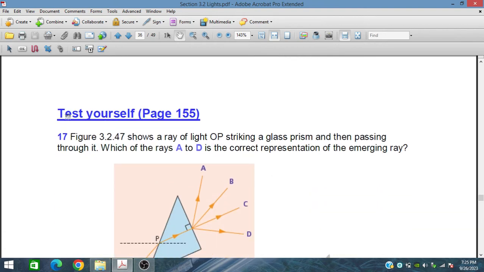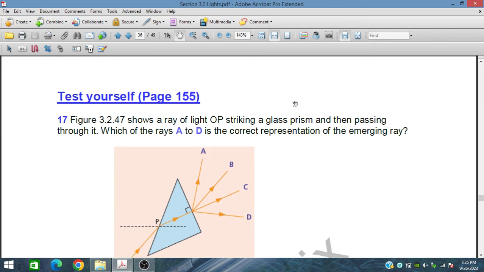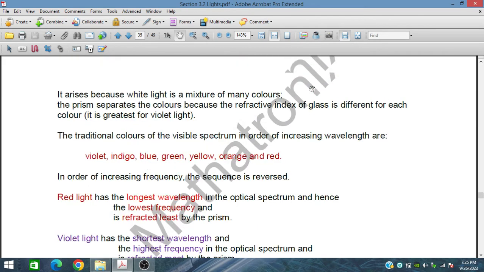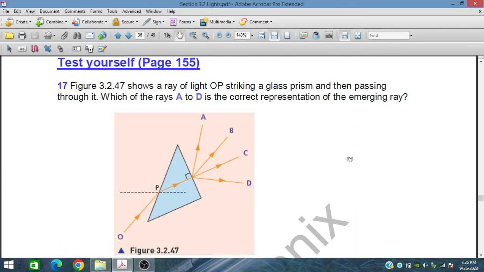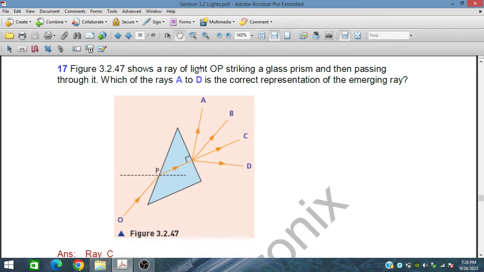Now we have some Test Yourself questions from page 155 of the book we are discussing, Hodder Education. In the figure, a ray of light OP is striking a glass prism and then passing through it. Which of the rays A to D is the correct representation of the emerging ray?